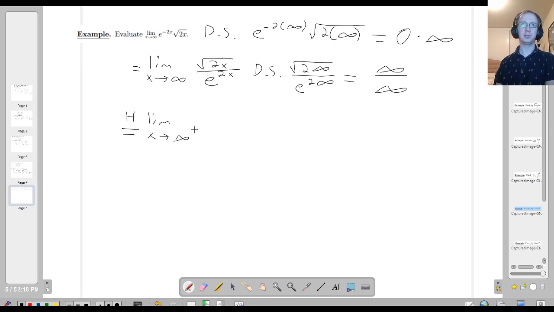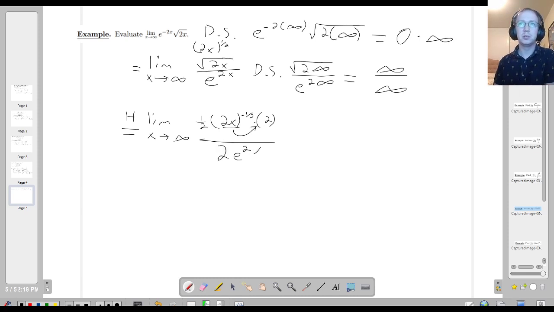I'm going to take the derivative of the top and the bottom. So looking at the top here, I could think of that as 2x to the 1/2 power. So power rule says I've got 1/2 times 2x to the negative 1/2, and then a chain rule, times 2. And then on the bottom, I've got the derivative of e to the 2x, which is 2e to the 2x. Alright, let's clean that up a little bit before I try direct substitution.